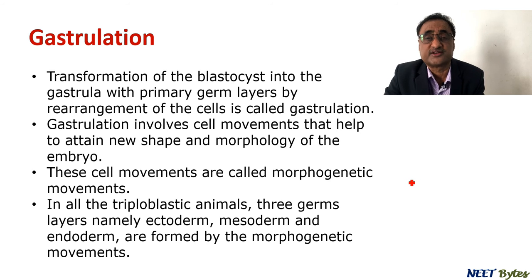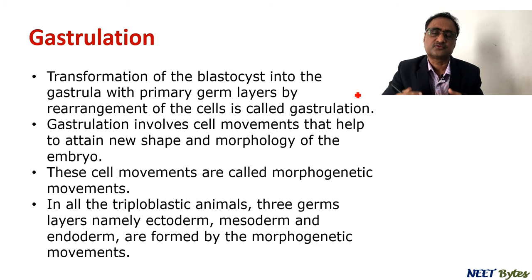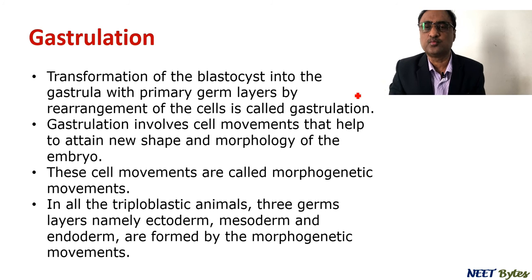Now let's talk about gastrulation. What exactly is gastrulation? There is a transformation of the blastocyst into the gastrula with primary germ layers. There are 3 primary germ layers: ectoderm, mesoderm, and endoderm. In gastrulation, a morphogenetic movement of cells happens, and as a result of this movement, these layers eventually lead to the process of organogenesis.